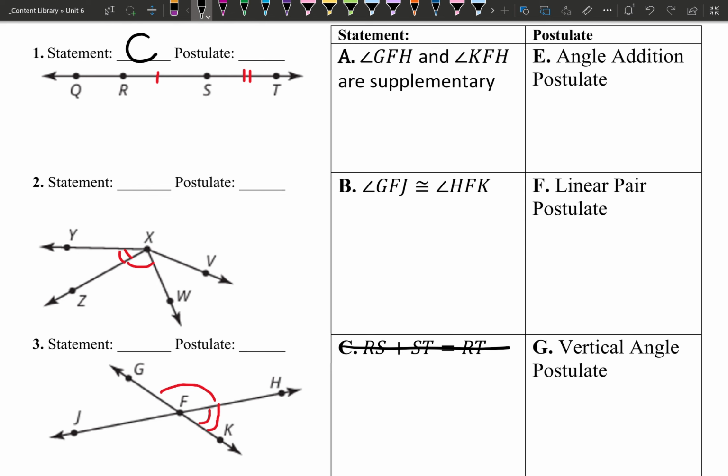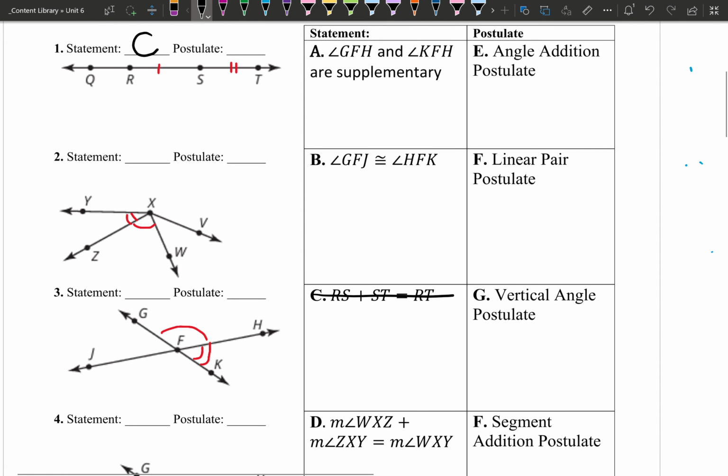Well, let's think about the postulate that could be. Take a look at the 4 postulates. Which one talks about segments? That's right, the very last one, the second letter F, because I made a little oopsie, segment addition postulate. So I'm going to call this F2.